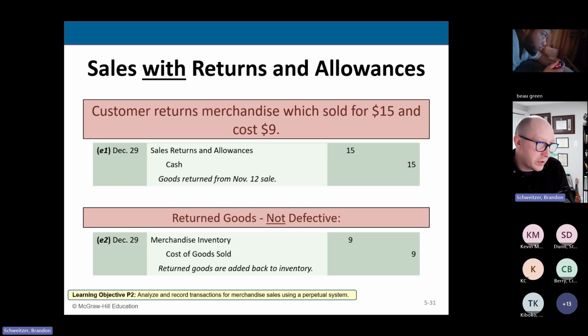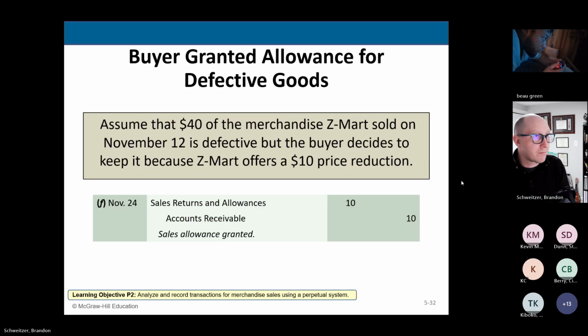We also have to return it to inventory. So we debit inventory $9 to increase the inventory by that amount, and we credit cost of goods sold to reduce the cost of goods sold by $9. That helps us to return it back to inventory. So that's one example of a return. It's the easiest example I can show you. There's more challenging ones, but we'll save that for an advanced accounting class.